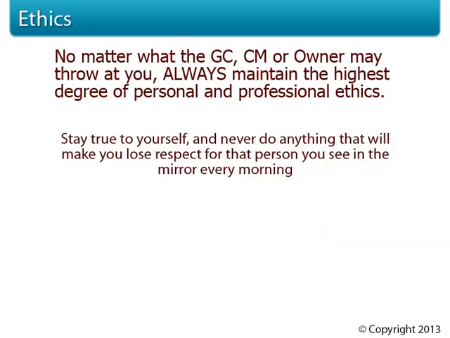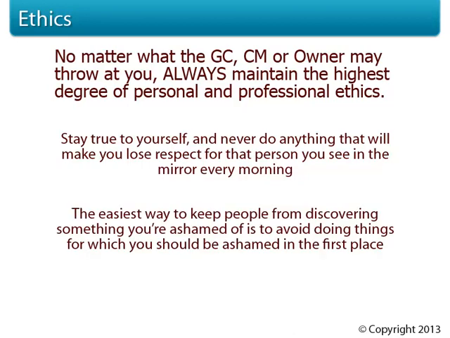Well, I'm going to leave you with just a couple words of advice. First, stay true to yourself and never lose respect for that person you see in the mirror every morning. Secondly, always remember, the easiest way to keep people from discovering something you're ashamed of is to avoid doing things for which you should be ashamed in the first place.